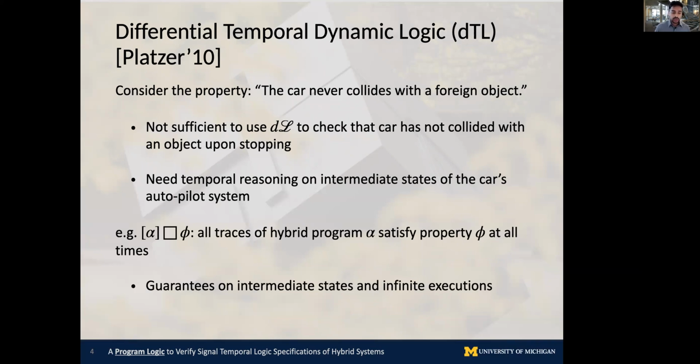Properties of interest include box alpha box phi, which says all traces of hybrid program alpha satisfy this property phi globally, that is at all times. Note here then that there are guarantees on all intermediate states, for this example, all intermediate states of the execution, as well as any infinite executions of the system.